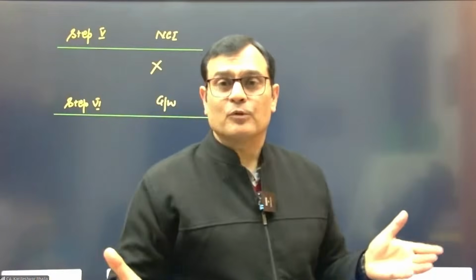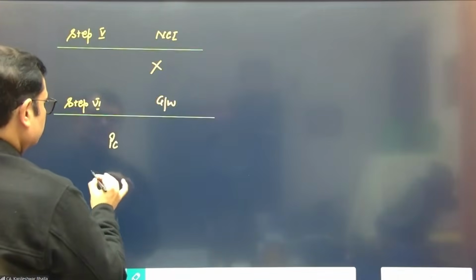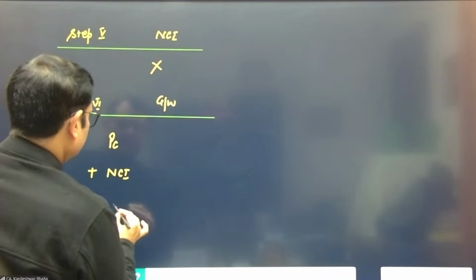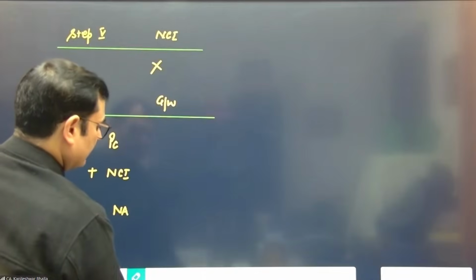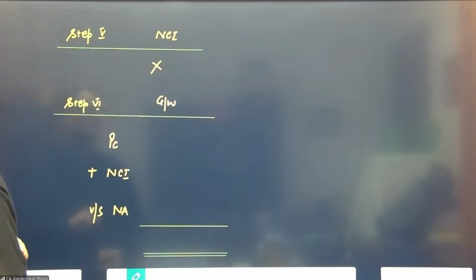We just consider the sum total of the PC and NCI, compare it with the net assets. So just put in the data. We take the purchase consideration, add the NCI, compare it with the net assets, and we will be able to get the goodwill or the capital reserve in this case.